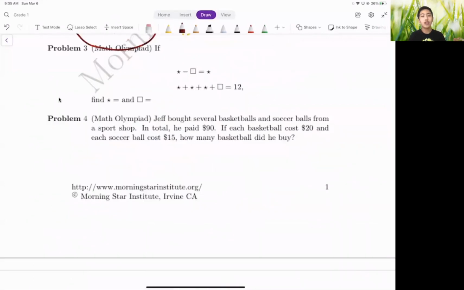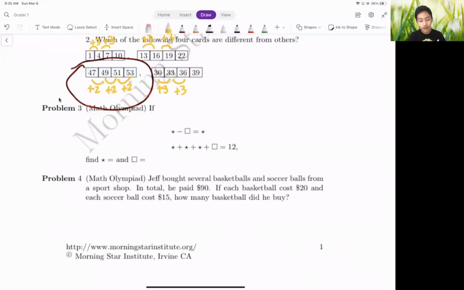If a star minus a square is equivalent to a star, then star plus star plus star plus square is equal to 12. Find the star and square. So as we can see in the first equation, this star is exactly equivalent to the star as a result. So therefore, we know that the square has no impact on this equation whatsoever. So therefore, we know that it must be 0 because anything subtracted by 0 is equivalent to itself. Because if we put the square as anything, for example, 1, then that wouldn't result in the same thing as we subtracted it from. So therefore, we know that the square must be 0.